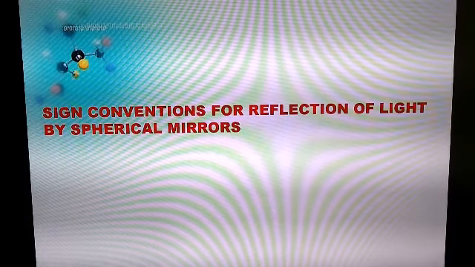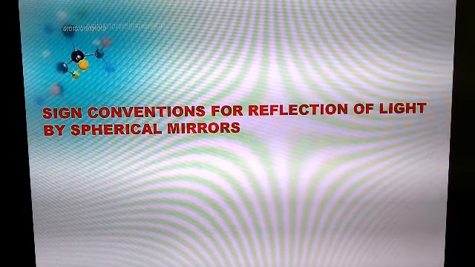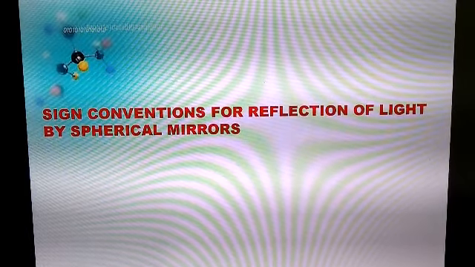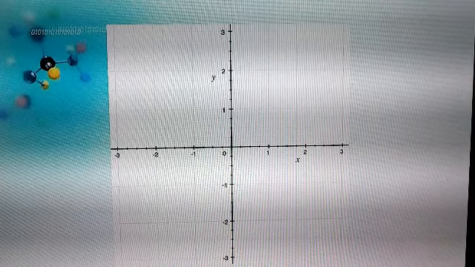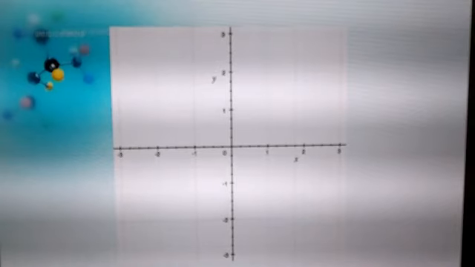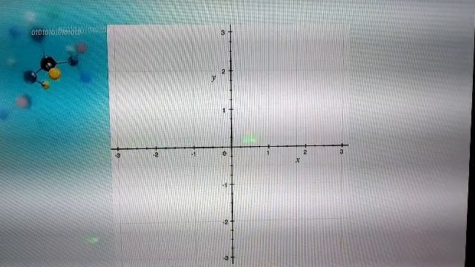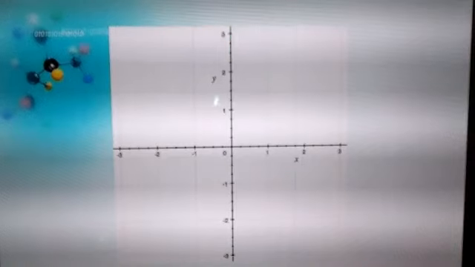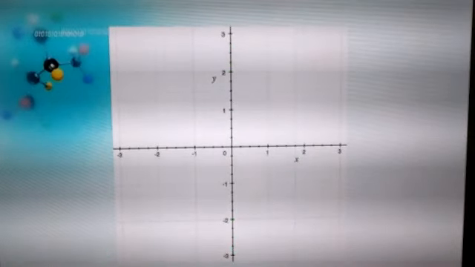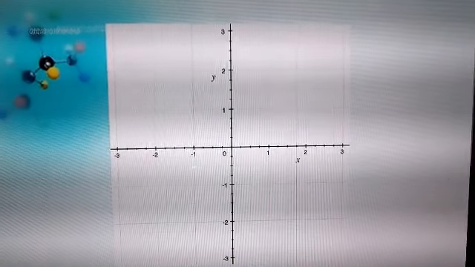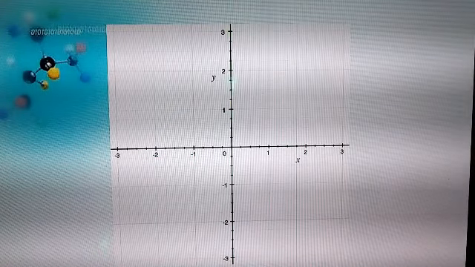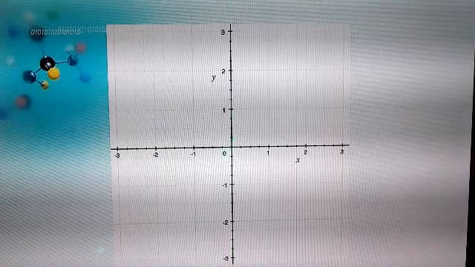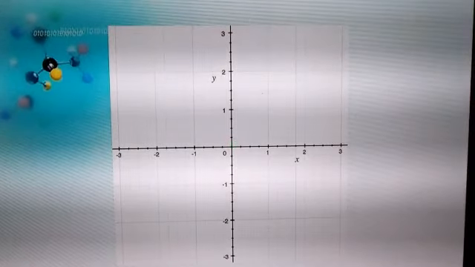Sign conventions for reflection of light by spherical mirrors. Children, in a 2D coordinate system, we have a horizontal axis called the x-axis. We have a vertical axis called the y-axis. When the x-axis and y-axis are perpendicular to each other, the intersection is called the origin.